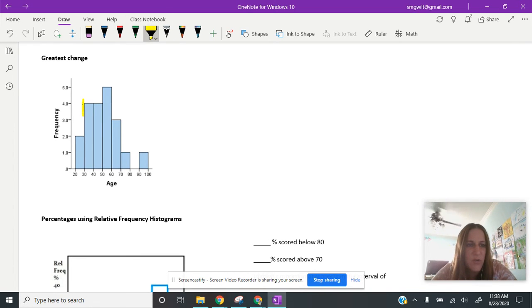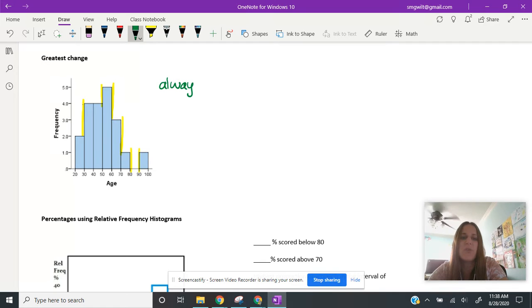Let me use the highlighter. So for here, this would be the change here. There's no change, notice, between 30 to 40 and 40 to 50. And then that's the change here. And then we've got the change here, change here, change here, change here. So when I'm identifying the greatest change, I'm always using the interval to the right. To identify my answer.